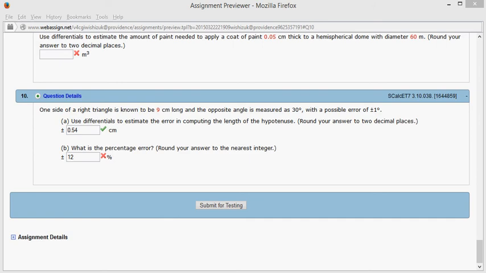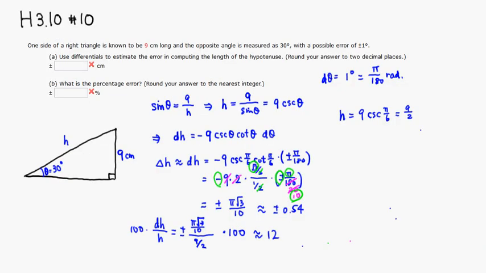I came back, and actually I messed up part B. Let's see, what did I do? I guess here was the mistake. Sorry about that. Sine of pi over 6 is 1/2, but it's the reciprocal. This was actually 9 times 2, so this is 18. Therefore, I'm going to put 18 here, and that will change the value.